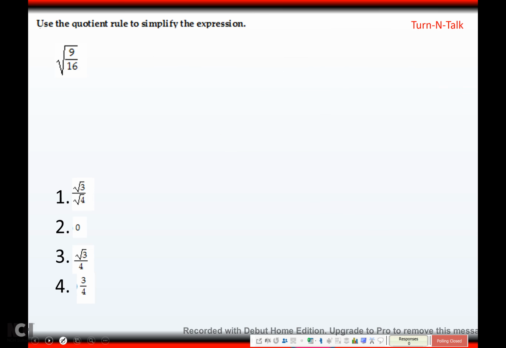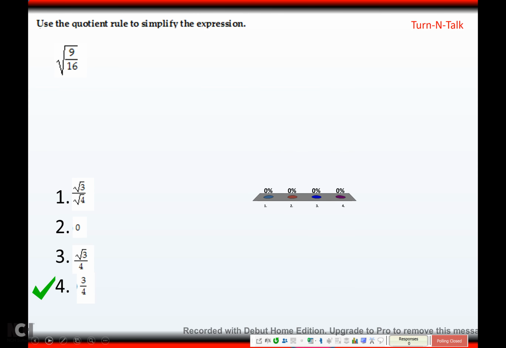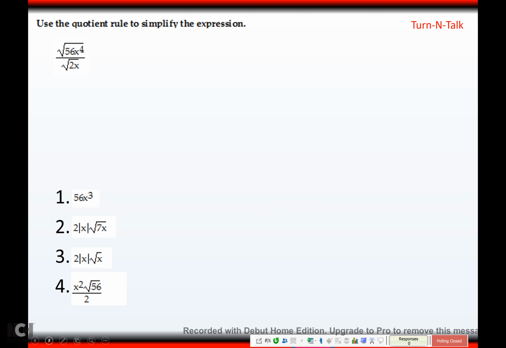Okay? Alright, you try this one, hit pause, come back when you're ready. And hope we got 3/4. I noticed that the top and the bottom are perfect, so I can say that's the square root of 9 divided by the square root of 16. That's 3, and that's 4. Okay, try this one, hit pause, come back when you're ready.